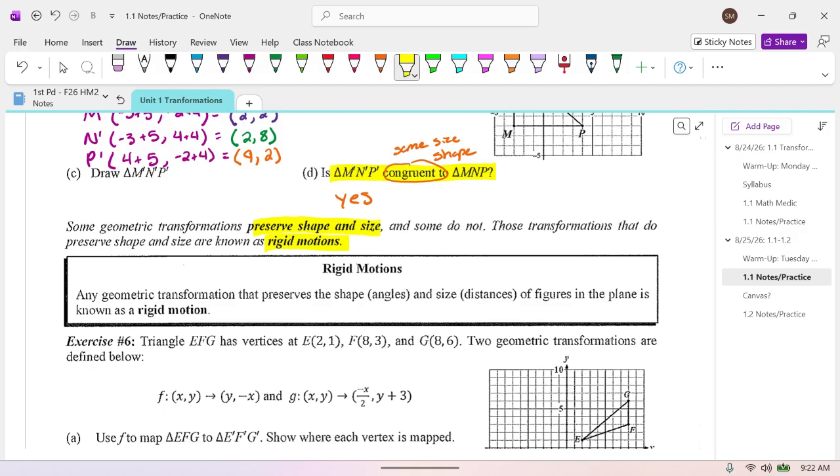But rigid motions are just any geometric transformation that preserves the shape and size of the figures, meaning it makes congruent figures. All right. That's known as a rigid motion. So it means it makes it congruent. Which, by the way, if you need to make a note, this is the mathematical symbol for congruency. It keeps the shapes congruent.